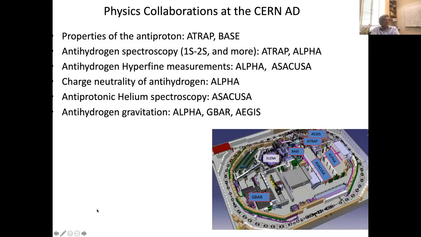Okay. So we are not alone. I've described everything we're doing, but we have competition. Actually, one competitor, ATRAP, gave up, so we have less competition. There's ALPHA, ASACUSA, BASE. ELENA provides the extremely low energy antiprotons. GBAR is a gravity experiment. BASE has actually taken one antiproton and stored it for over a year, studying its properties. By studying it for a long time, they can get very good results on its properties.